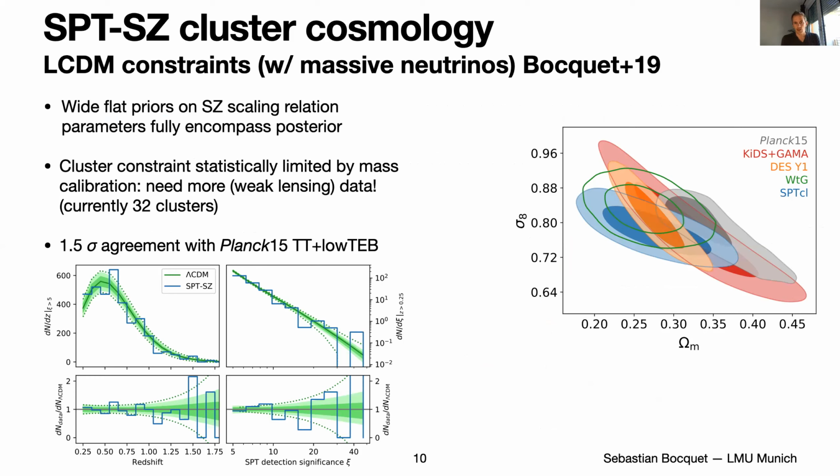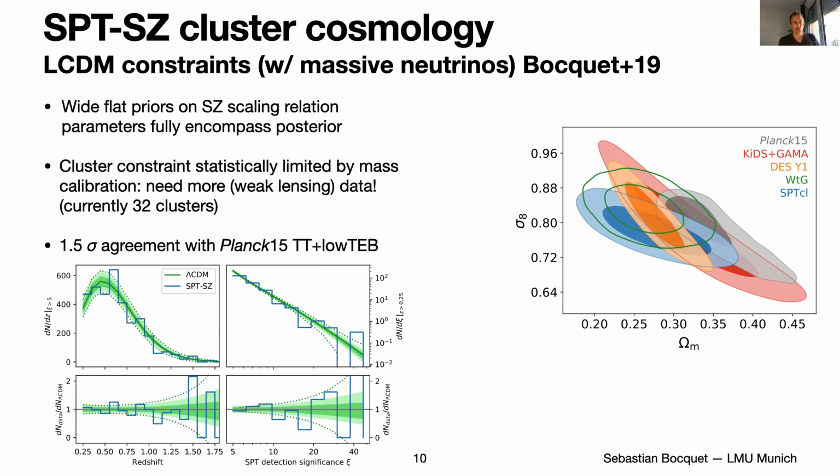So this is our result that I showed in the beginning. Again, blue is our SPT clusters. This is for a lambda CDM model with massive neutrinos. The important point is that for the SZ scaling relation parameters, we adopted wide flat priors. So all the mass calibration information really comes from the weak lensing follow-up data. This measurement is limited by the number of clusters we have in the sample, and more specifically, the number of weak lensing clusters, because this sample only has 32 clusters with weak lensing data, and yet we're able to provide rather interesting constraints.